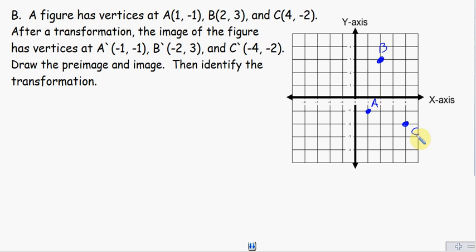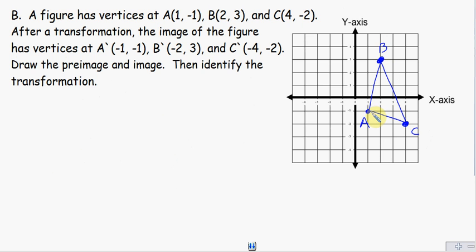Looks like my A is a little bit in the way. Let me reposition that just a little bit and get out of there. All right. That's why we always draw with pencil, or in my case, a smart board. All right, so there's A, B, C. So that's the pre-image.